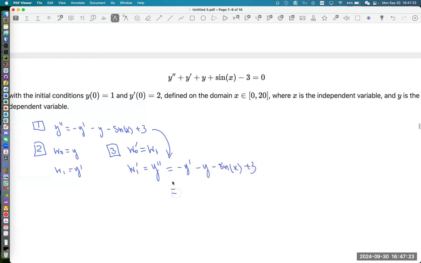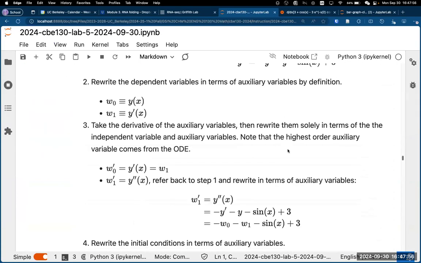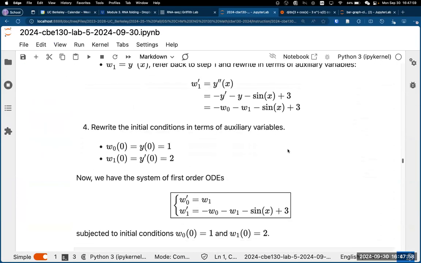And then we rewrite this in terms of W. So y prime is defined as W1, and y is defined as W0, and then sine of x plus 3. So here is our system of first order ODEs. And then the initial condition is W0 of 0 is 1 here. And then W1, which is the first derivative at the initial point, is 2. So we have rewritten this as a system of first order ODEs. Any questions?